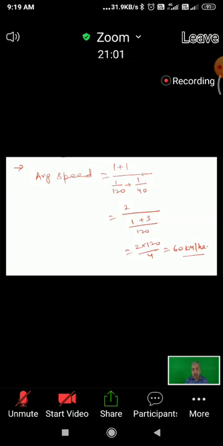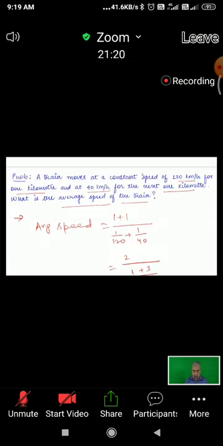In this question, Nandita, you can use the formula 2xy by x plus y because the distances traveled in the two cases is same. But I have told you the bottom line is to use what? Total distance traveled by time taken. And in this question, total distance is given, 1 kilometer plus 1 kilometer, and easily you can calculate time also. So always remember total distance traveled by time taken. Try to use formula 2xy by x plus y in to and fro problems. Okay.